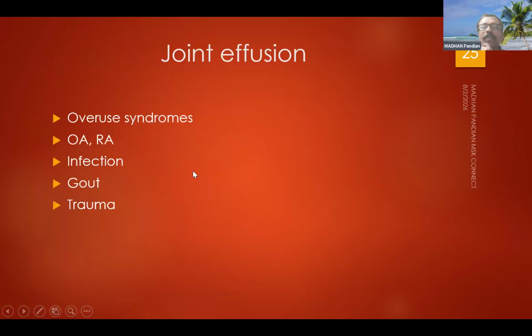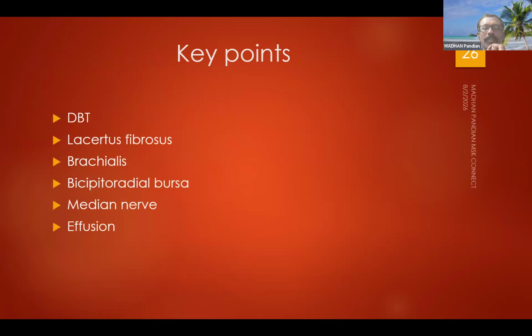Joint effusions are common in overuse syndromes, arthritis, infection, gout, or trauma. Unless you know exactly what you are actually seeing, and there is a proper history which suggests this is the particular condition, do not put in a needle just for the sake of draining an effusion or putting in a steroid. So the key points: the distal biceps tendon, the lacertus fibrosus, brachialis muscle and tendon, bicipitoradial bursa, median nerve, and the effusion.